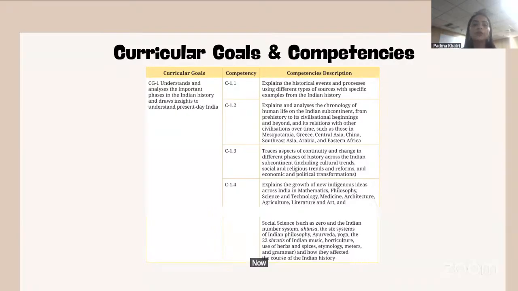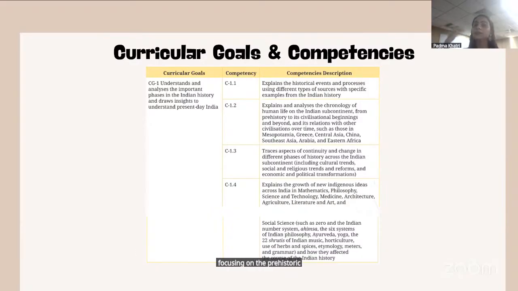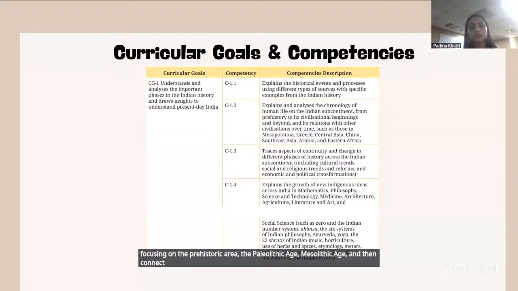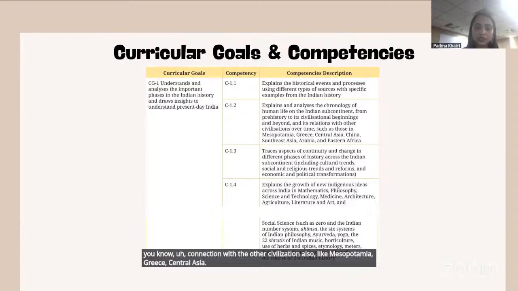Now, competency 1.2 focuses on explaining and analyzing the chronology of human life on the Indian subcontinent, focusing on the prehistoric era, the Paleolithic age, the Mesolithic age, and then connecting with the establishment of the Harappan civilization and its connection with other civilizations also, like Mesopotamia, Greece, Central Asia, China, Southeast Asia, Arabia, and Eastern Africa, which was earlier not there in our book, right?